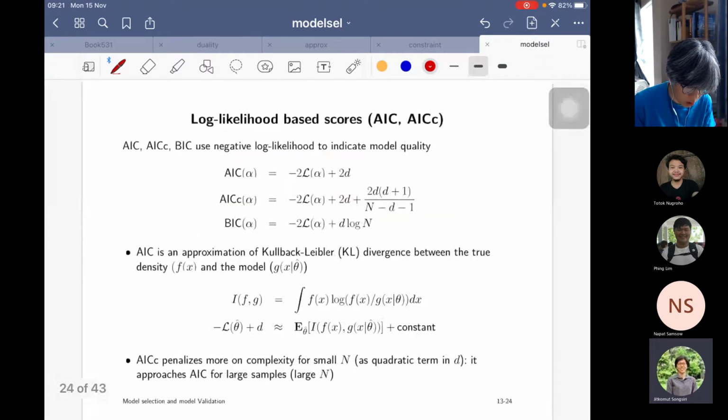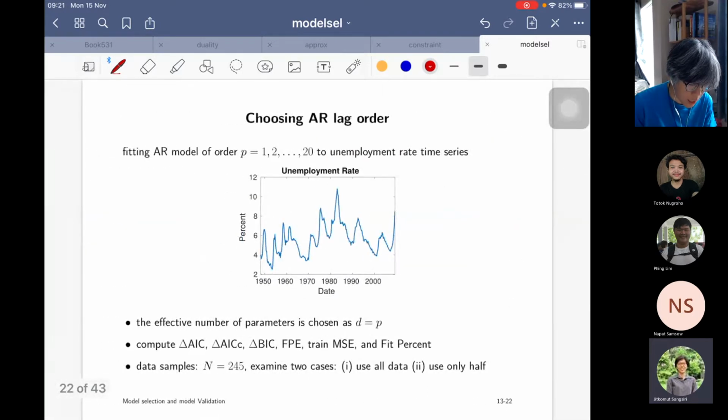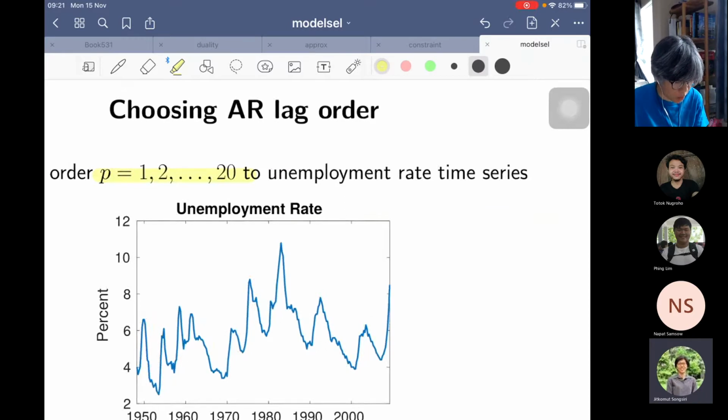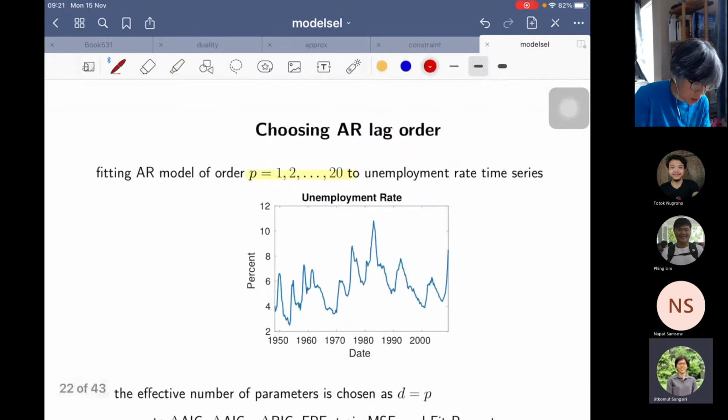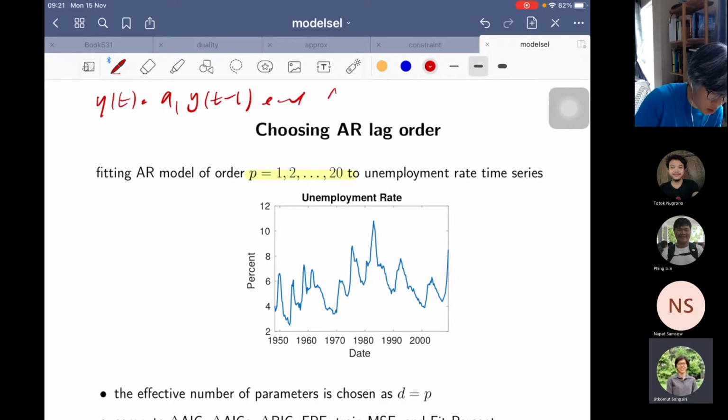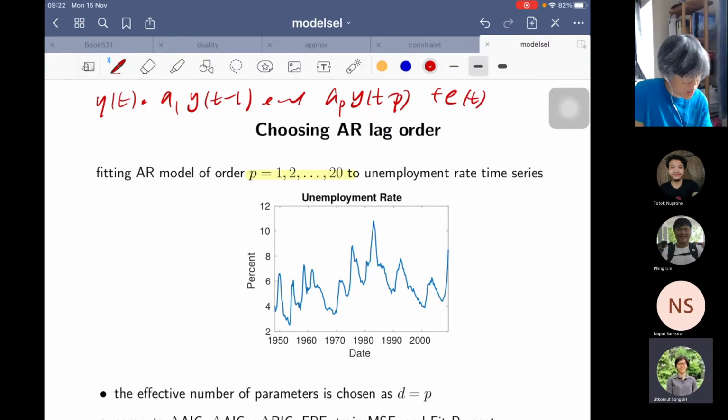Let me explain one more experiment. This is an example of how you pick the order of a time series model, the AR. I vary the order from 1 to 20. This is to fit an AR model to the unemployment rate time series. In the AR model, Y_t equals a1 Y_{t-1} plus dot dot dot plus a_p Y_{t-p} plus noise, right? So this is the AR model of order p. What are the model parameters, Napat?